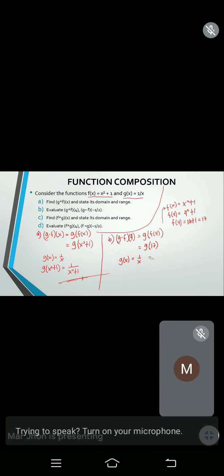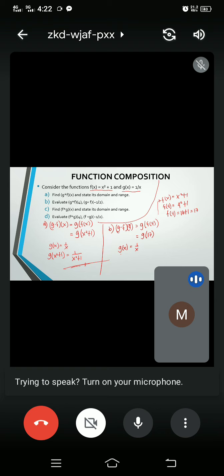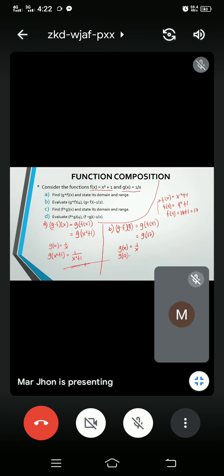Why 17? Because it is G of 17. Your X is 17. G of 17 is equal to 1 over X, so 1 over 17. The value of X is taken from F of X. You have G of F of 4, so your F of 4 becomes 17, and the new function is G of 17.